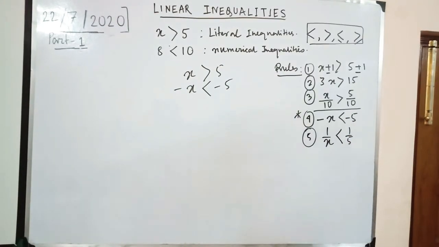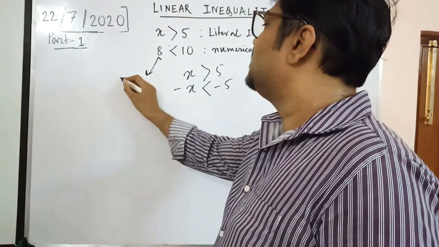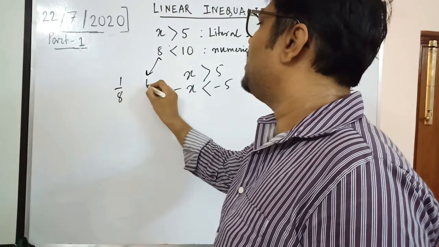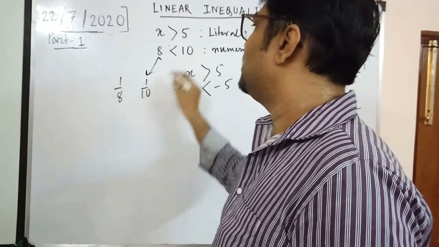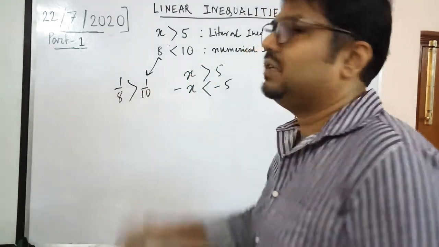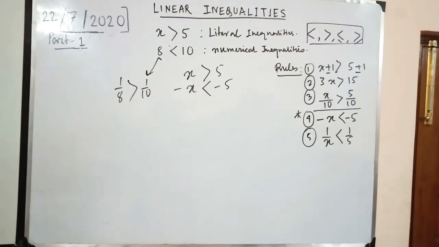If you take the reciprocal of both sides, you can take the example here also. Say 1 by 8 and 1 by 10, you know which is bigger, which is smaller. So 1 by 10 is smaller, this thing you know, because it's 1/10 and 1/8. So 1/8 is bigger, obviously. So these are simple rules. Now we can start simple sums on this.